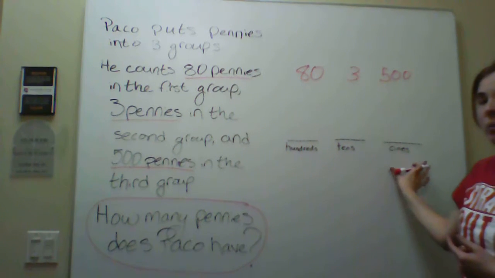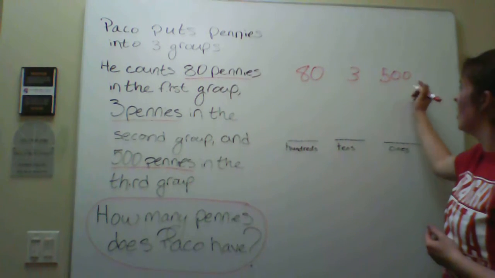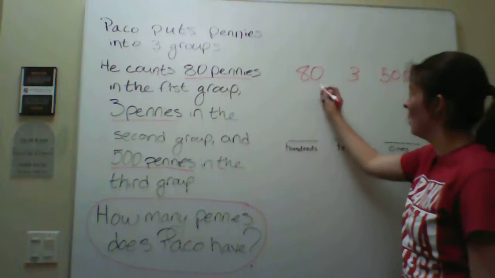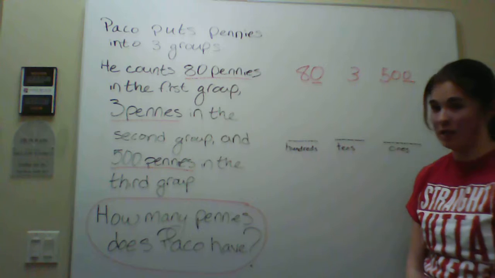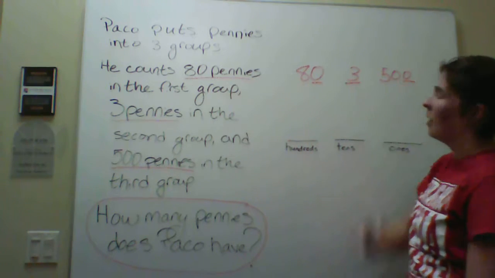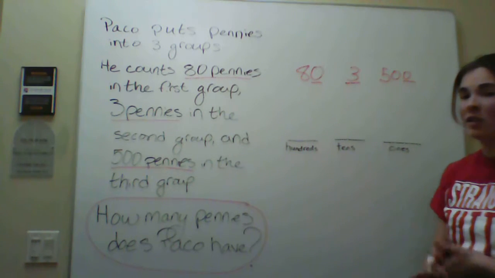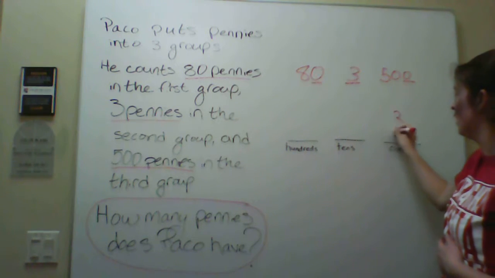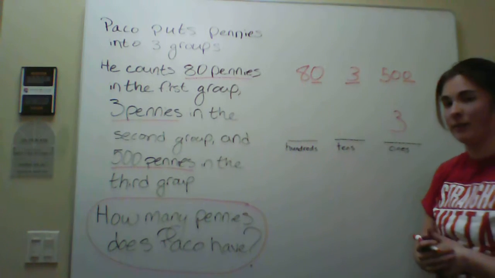First, we're going to look at the ones place. 500 doesn't have any ones. The 80 also doesn't have any ones. But the 3, ones is all it has. So we're going to put the 3 down in the ones place.